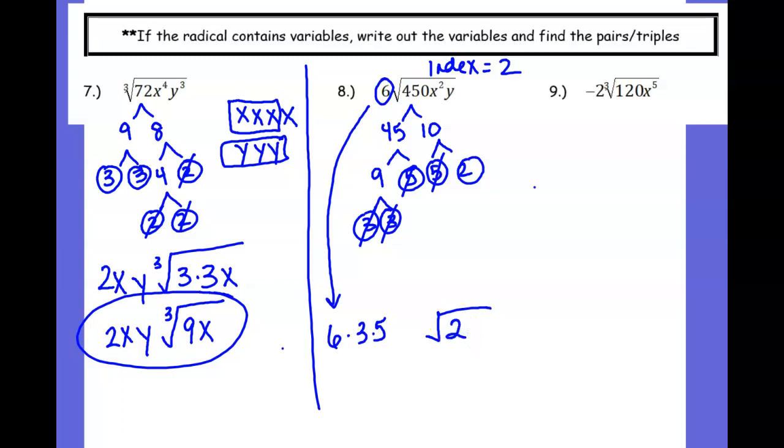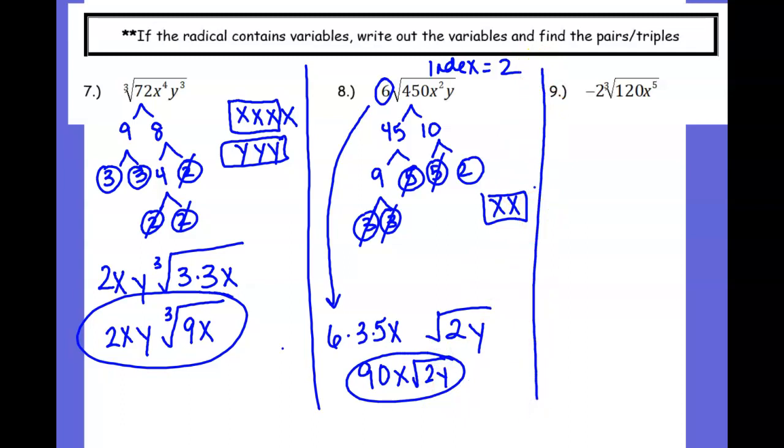Okay. For our variables, we've got x squared, so we only have one set of doubles with the x, and we can't do any doubles with the y, so just one y would go inside. So when we multiply 6 times 15, we get 90x radical 2y.